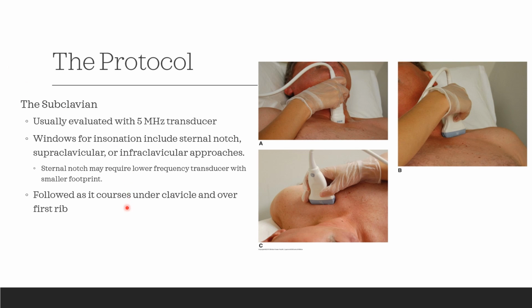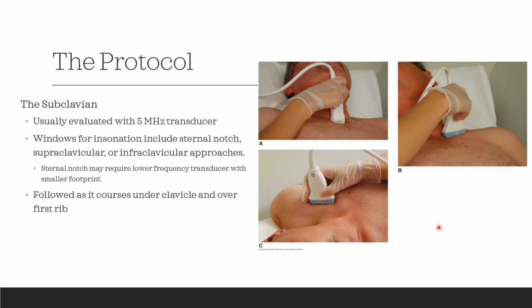Other windows you might find success in insonating the subclavian artery are through the supraclavicular area. So you see here in B, they're above the clavicle angling down, or even from the infraclavicular area, as we see in C here, where they're below the clavicle angling up. So all of these different areas are going to be possibilities for your assessment. You'll probably have one you're most comfortable with, but you're probably going to have to adjust that according to patient habitus occasionally.